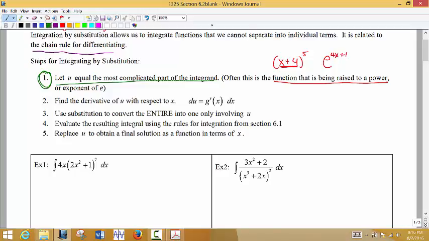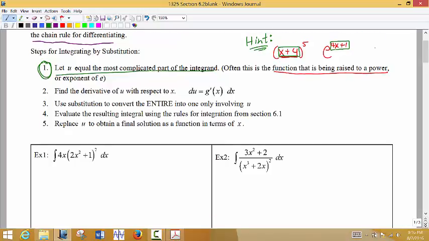Okay, so we're going to let u represent what's either inside of the parentheses, or what the exponent of e is. So these are the two hints as to what to let be u. Once you have your u, then everything else basically follows naturally from what we let be u. Okay, so step 1 is really important.